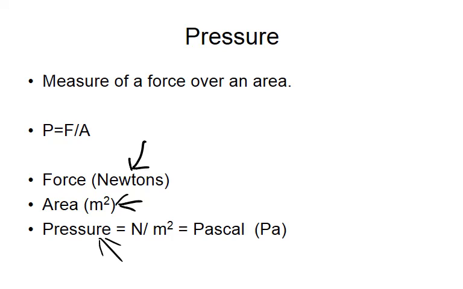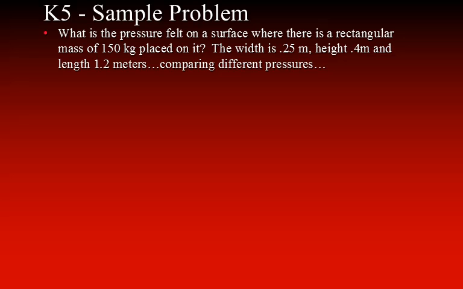And so we're looking at a certain amount of pressure that we would feel. And then with a gas, the hotter the gas is, the more force on the walls there's going to be, and the more pressure there's going to be. And so let's consider, what's the pressure felt on a surface where there's a rectangular mass, 150 kilograms, placed on it, and these are the dimensions. Let's compare the different pressures.